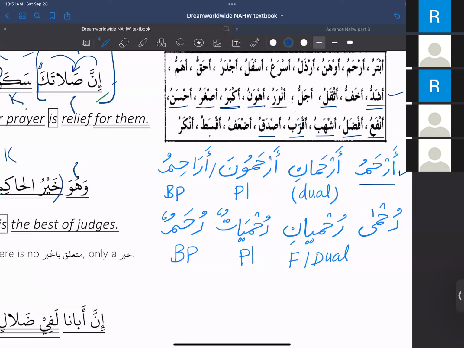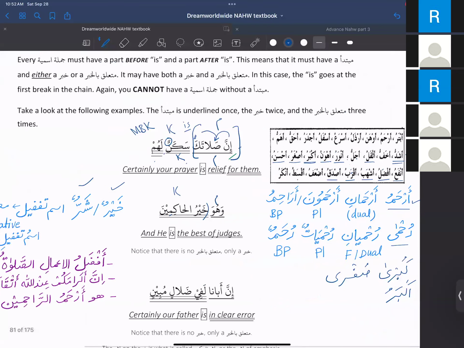Then when it comes to feminine, you will see rukhma. We see kubra, sugra. So the masculine is akbaru. From akbaru, it becomes kubra, the feminine part. From asgaru, it becomes sugra. So for rukhma, it will be rukhmayani, the dual one, and then the plural would be rukhmayatun. And even rukhaman would be the broken plural. So this is a little advanced, but I'm just showing you. No worries if you didn't get it.